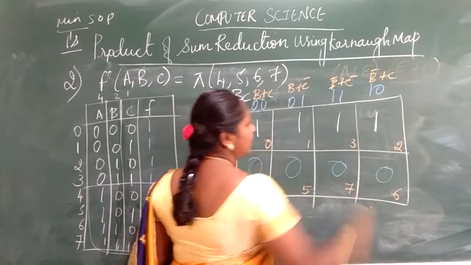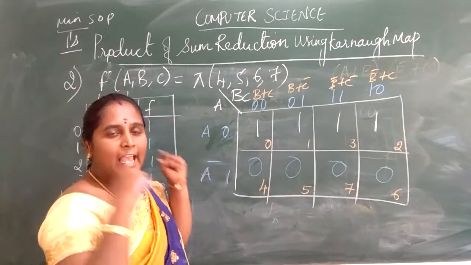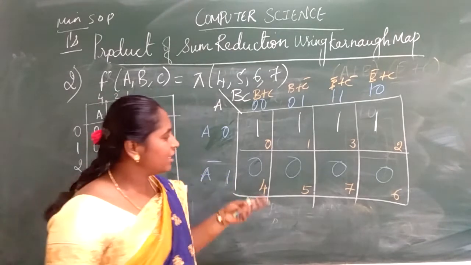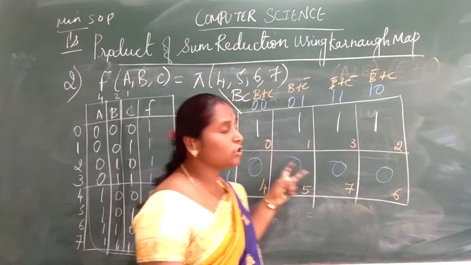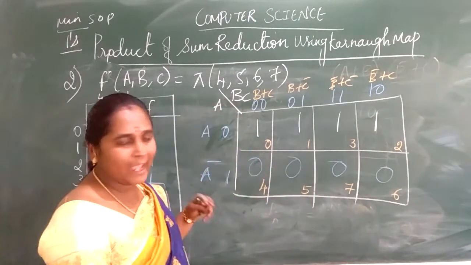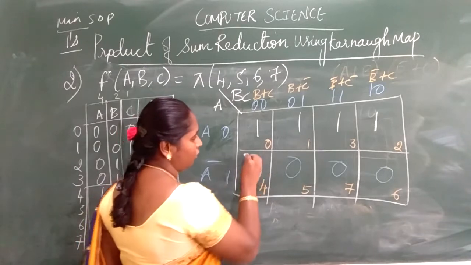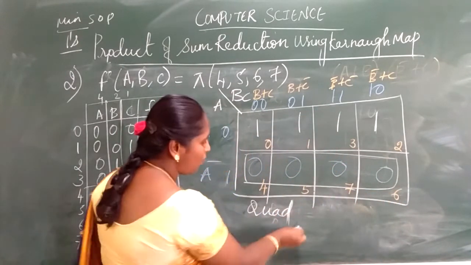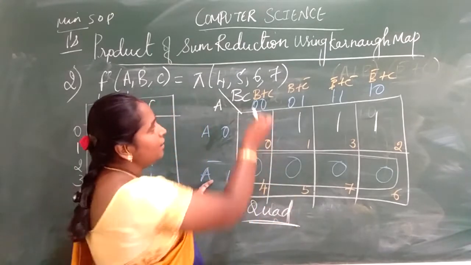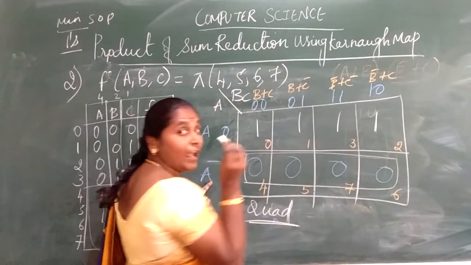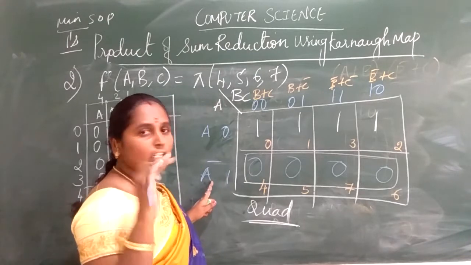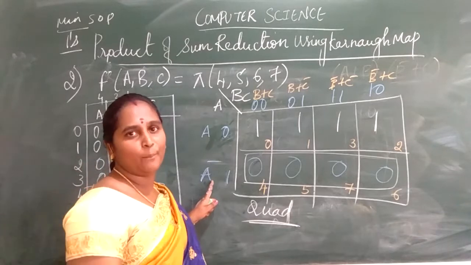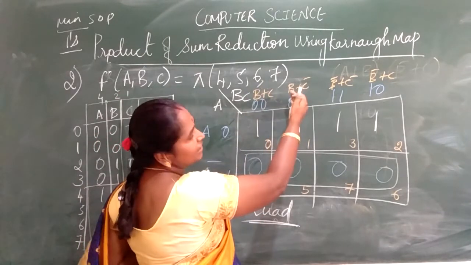So encircle now. Encircle the adjacent zeros, whether they form quads and pairs. First we will see for an octet: there are no adjacent zeros of 8. Now for quads, yes, there are adjacent zeros of 4, that is a quad. So only one quad is available. What is my expression for the quad? In a quad, 2 variables change, from complemented to uncomplemented and from uncomplemented to complemented. Then two variables can be removed.